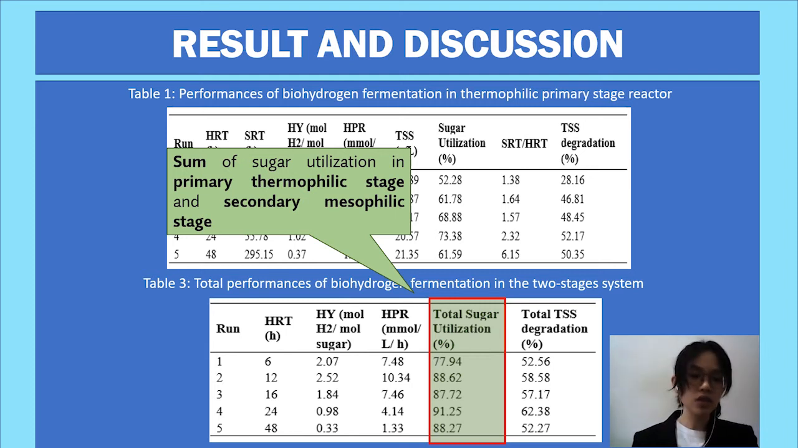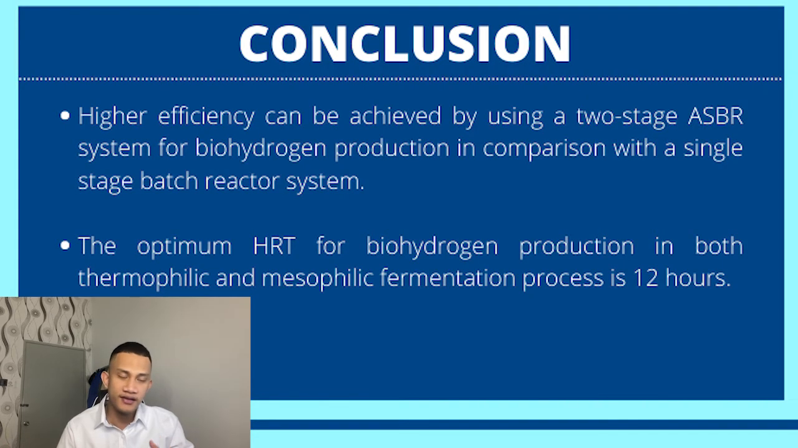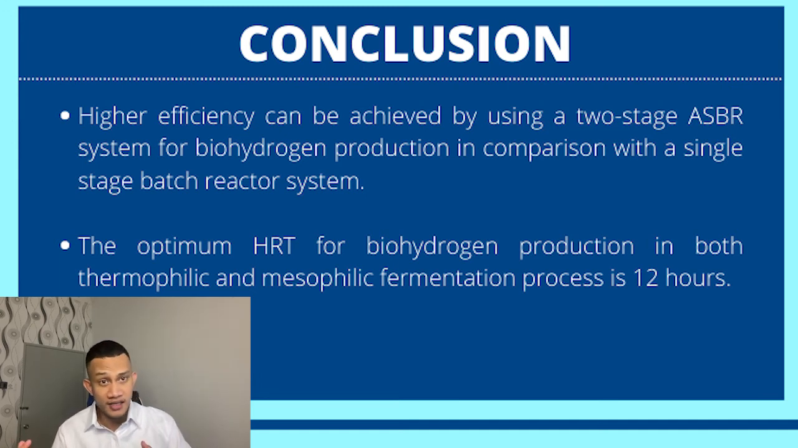Therefore, the efficiency of the fermentation process has further improved in two-stage reactors, resulting in the increase of hydrogen yield and biohydrogen production rate. In conclusion, for this study, it can be concluded that a higher efficiency of biohydrogen production can be obtained by using a two-stage SBR system that consists of thermophilic and mesophilic condition, rather than using a single-stage batch reactor system. This is because the two-stage SBR system showed an increment in the total sugar consumption, the removal of TSS, and HPR in comparison with the single-stage batch reactor.